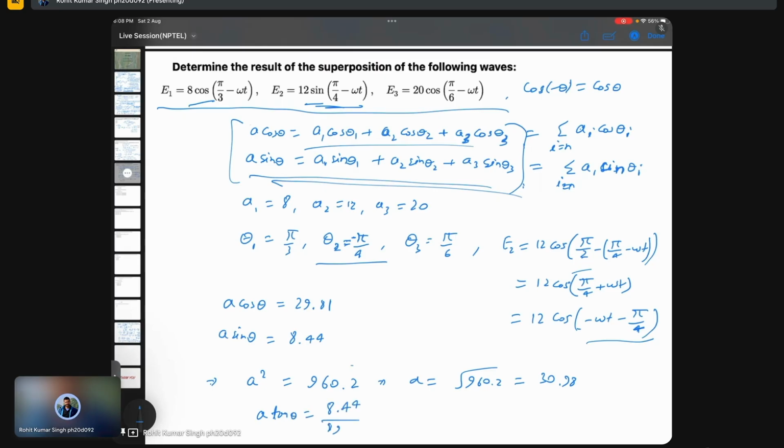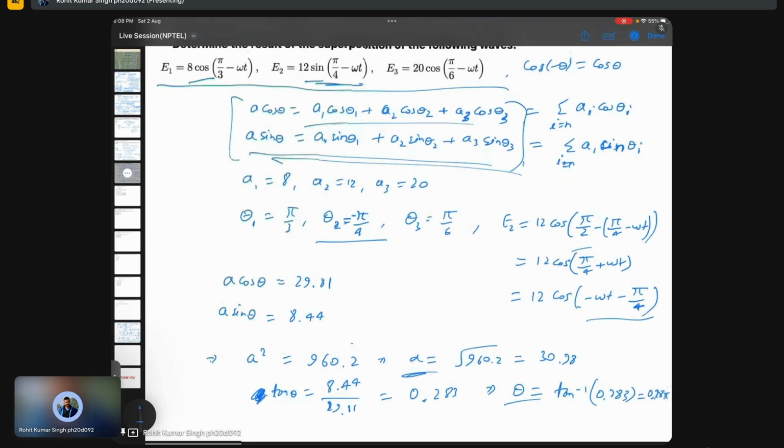divided by 29.81, which is nothing but 0.283. Okay. A will cancel out, and theta is tan inverse of 0.283, which is around 0.08 pi. You can check the exact value. So you get the phase angle and the amplitude.